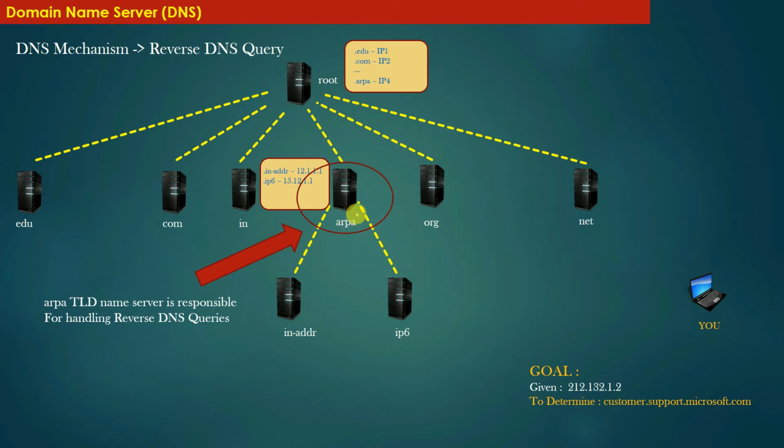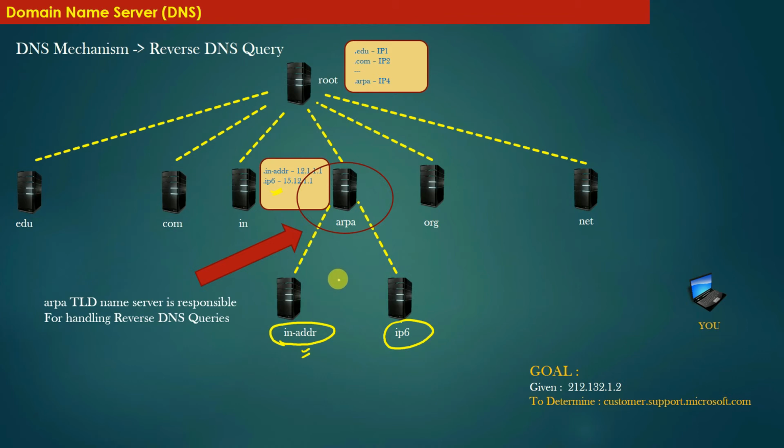Now you can see in the DNS database of this ARPA DNS server, there are two entries. These two entries correspond to the IP addresses of child DNS servers. So there are two child DNS servers of the ARPA DNS server. The first child DNS server is the in-addr DNS server, and the second child DNS server is the IP6 DNS server.